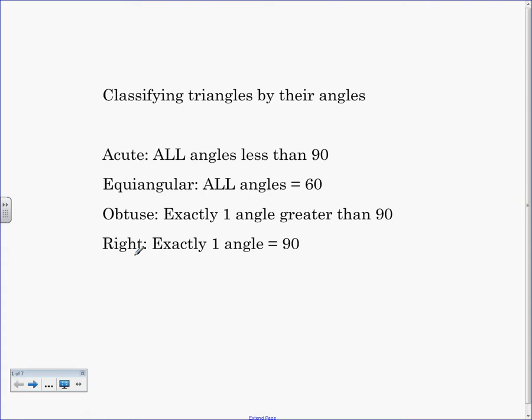So I think that makes sense. If all the angles are acute, it's called acute. If one of the angles is a right angle, it's called a right triangle. You can only have one angle greater than 90 in a triangle. You'll figure that out mathematically later, but that would be an obtuse angle, so it's an obtuse triangle. And then if all the angles are equal, 60, because 60 times 3 is 180, then it's an equiangular triangle. Okay, so now we're going to classify them by their sides.